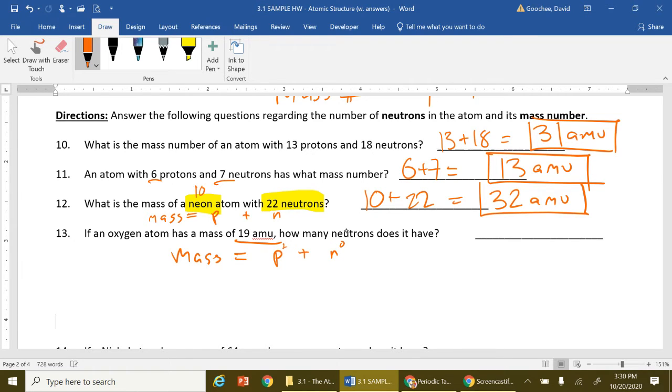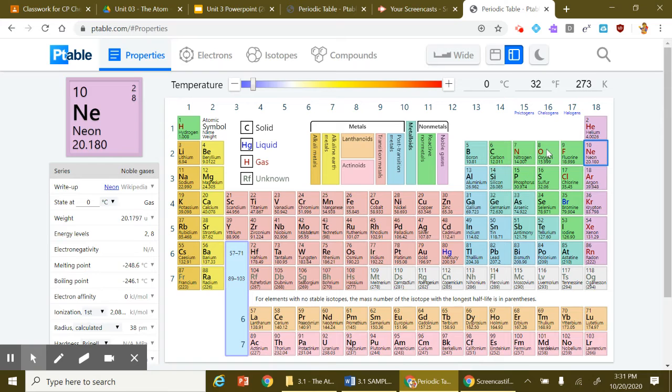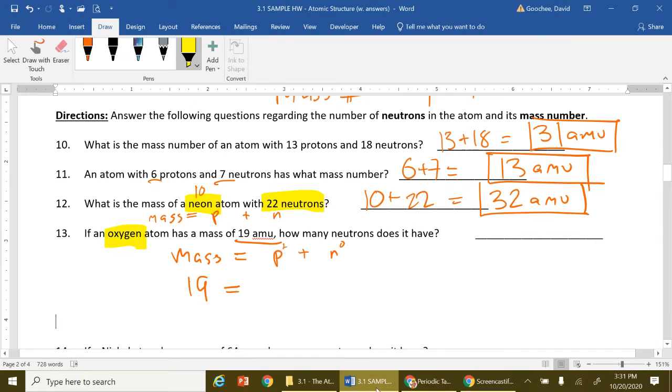We know that the mass is 19, so we can plug in for the mass. How many protons does it have? Well, it's an oxygen, so we can look up and see. Oxygen is element 8. It has 8 protons. So we have 8 protons. Oopsie.